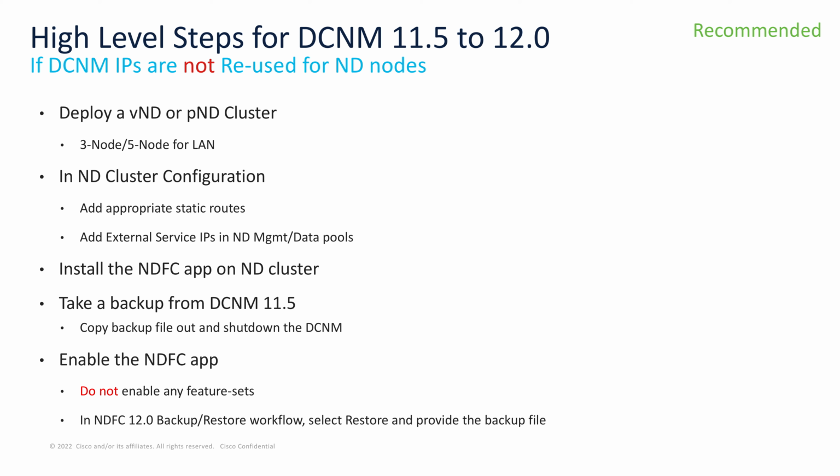Then we're going to install the NDFC app on ND cluster. We'll now take a backup from the DCNM that is running. We're going to copy that backup file out, and we're going to shut down that DCNM. We are then going to enable the NDFC app, and we do not enable any feature set. So we're not enabling our fabric controller, fabric discovery, SAN, LAN. We are simply going to do a backup and restore workflow in NDFC 12.0. We're going to select restore, and we'll provide the backup file that we have collected from DCNM 11.5. So these are the recommended steps.